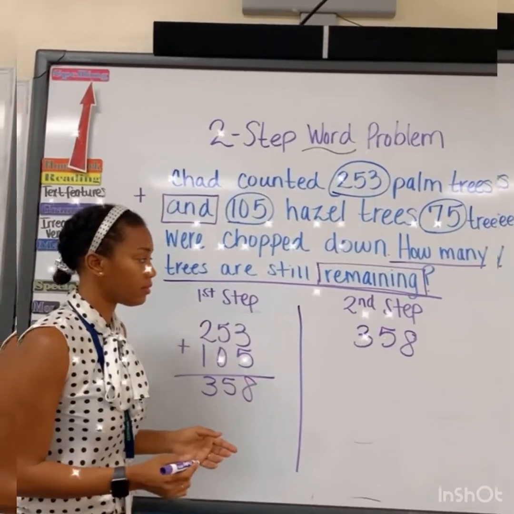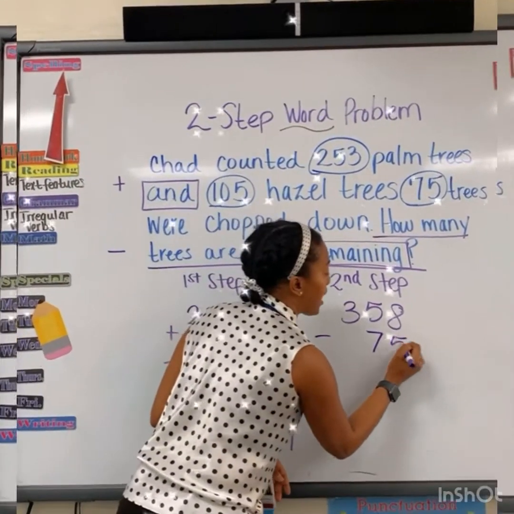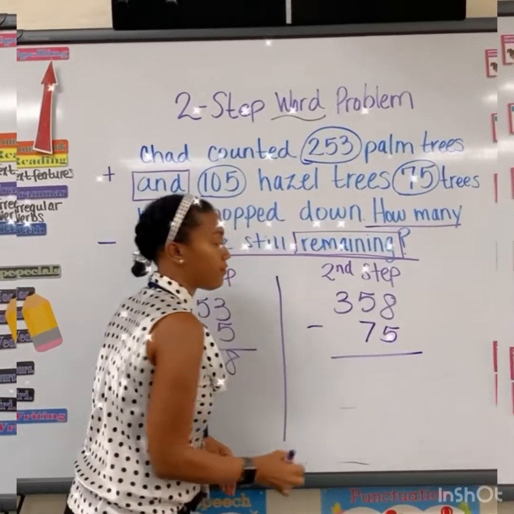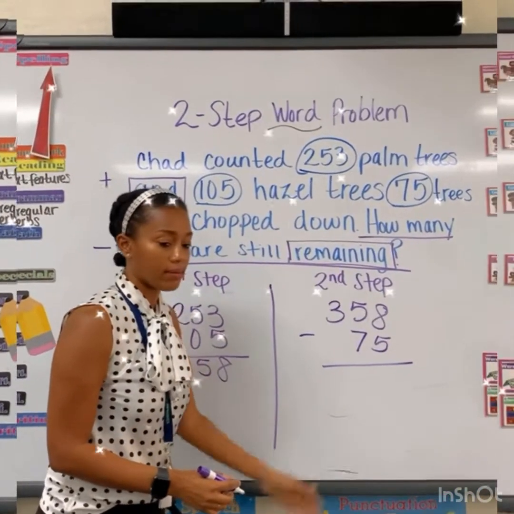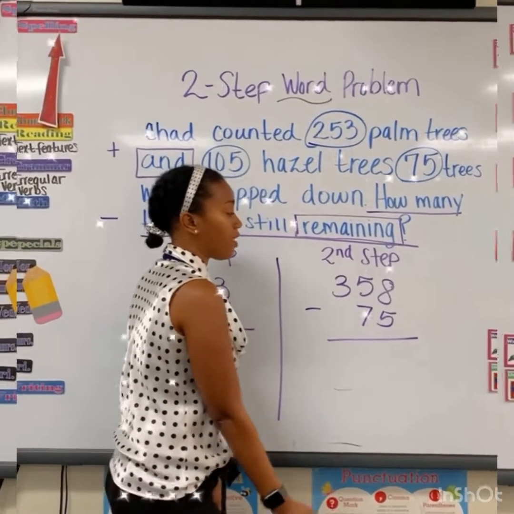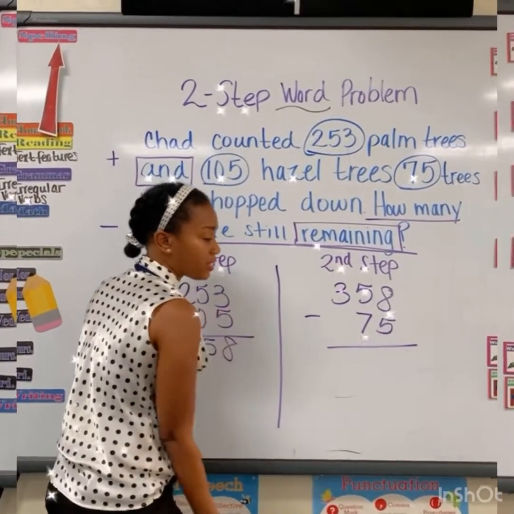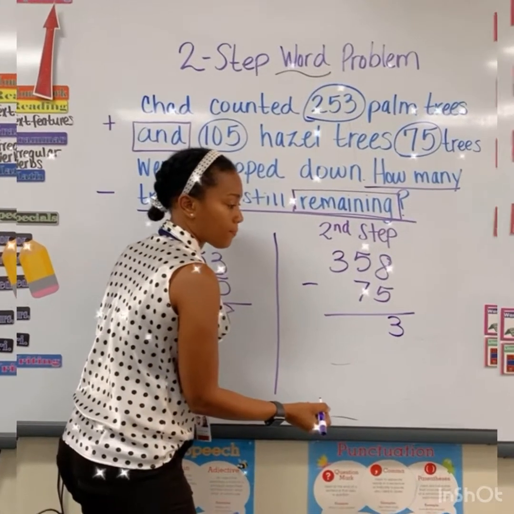Now what do I do? Yes. You're going to subtract 75. I'm going to subtract 75 from 358. Let's go ahead. What side do I always start on? The one side. The right side, which is the one side. Very good. What is 8 minus 5? 3. 5 minus 7? We can't subtract that.